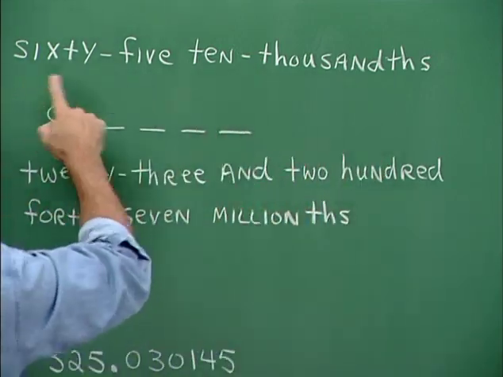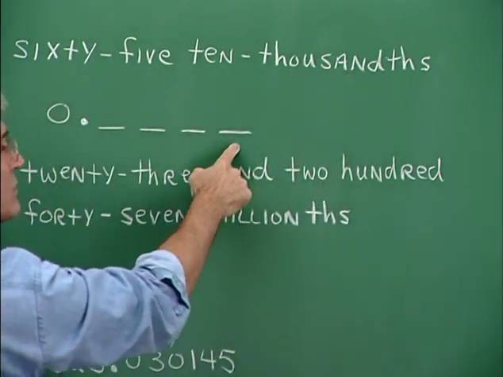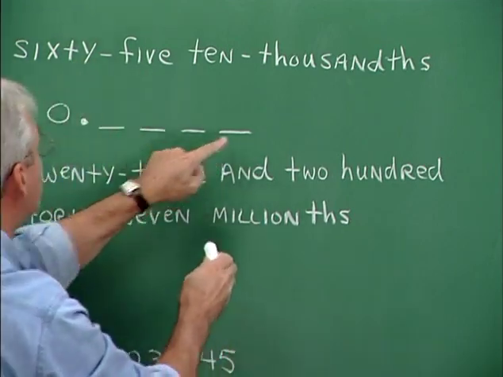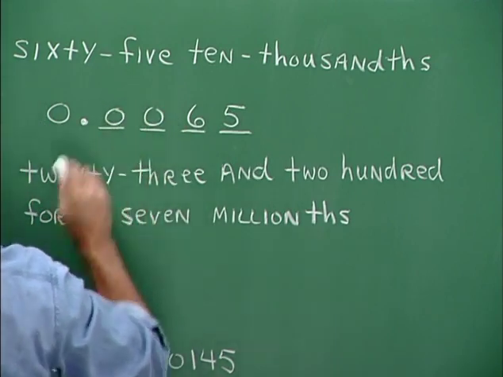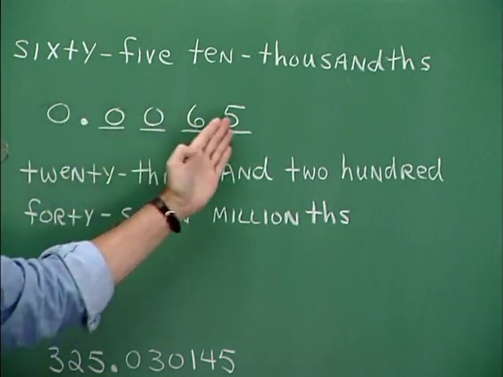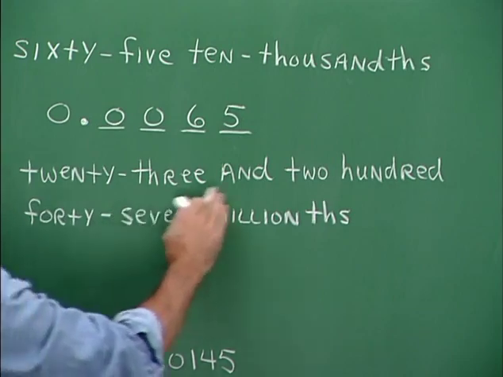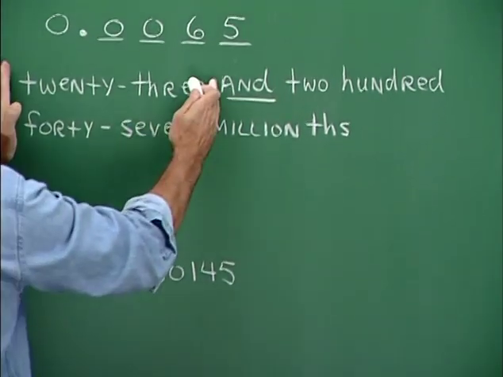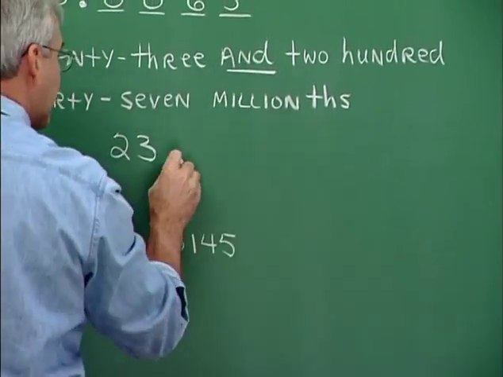But at any rate, we want to describe 65 10,000ths. Here's the 10,000ths digit. The 5 in 65 goes in this position. So it's 65, and then these digits are zeros. So here we have 65 in the 10,000ths position for the last digit. 23 and. Oh, I see an "and." So to the left of the "and" would be the whole numbered part, 23. The "and" is simply the decimal.